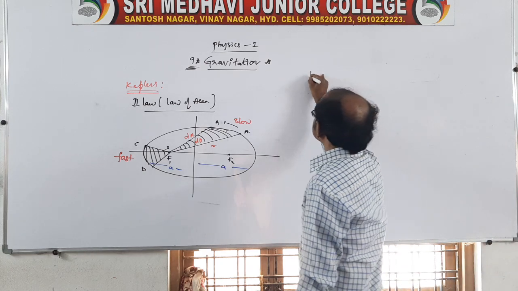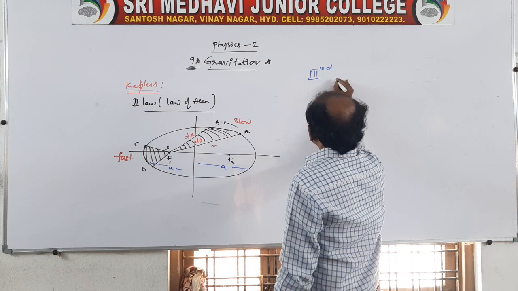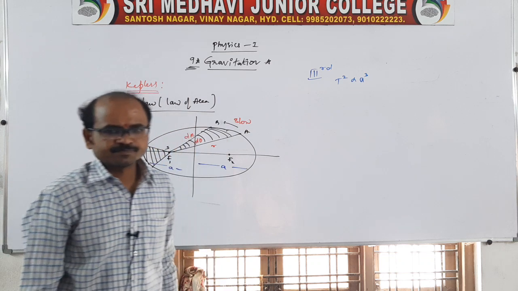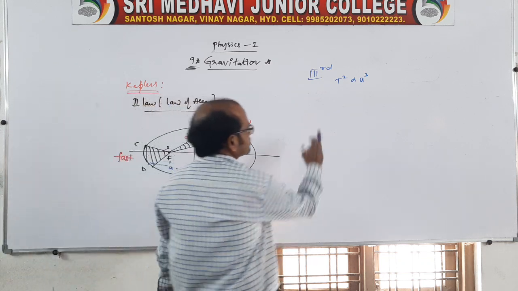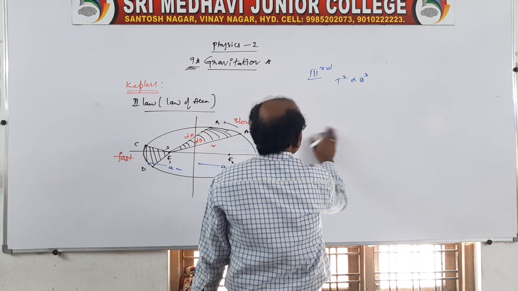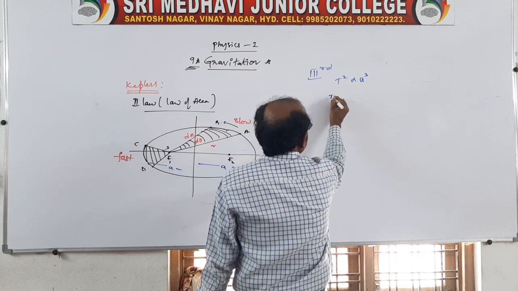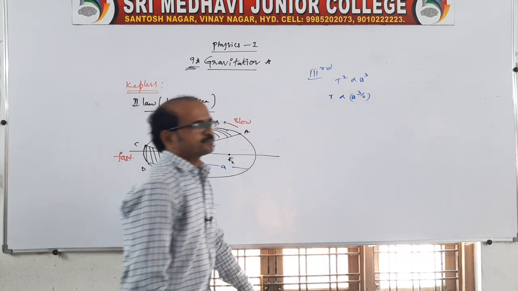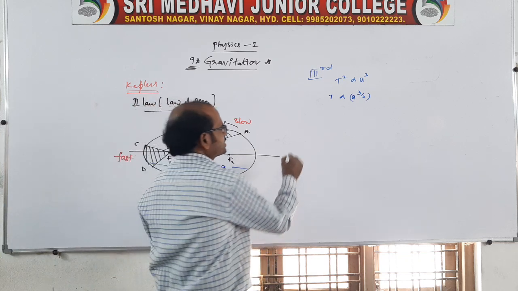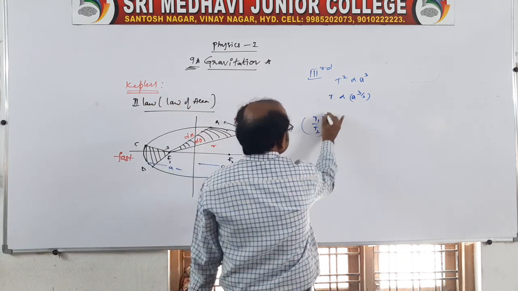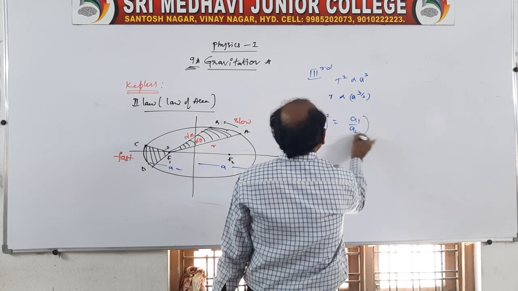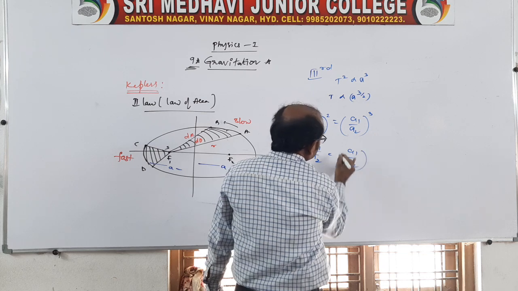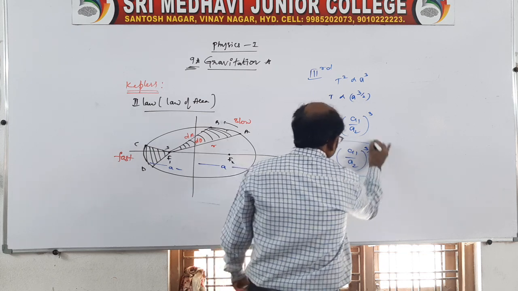Take the third law: the square of the time period is directly proportional to the cube of the semi-major axis. So here T is directly proportional to a power 3 by 2. We can also take it like this: squaring on both sides, (t1 by t2) whole square is equal to (a1 by a2) whole cube. So t1 by t2 is equal to (a1 by a2) whole power 3 by 2. This is about the third law.